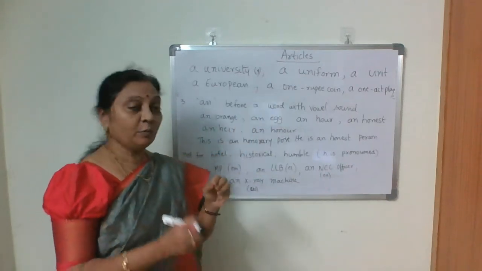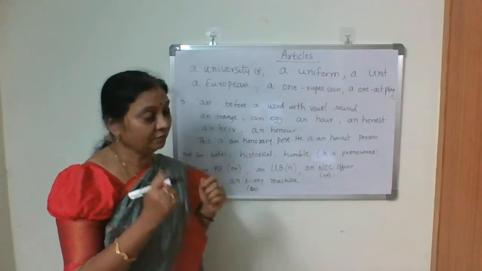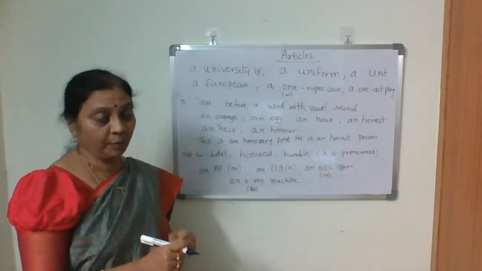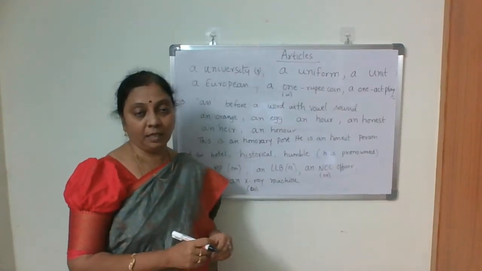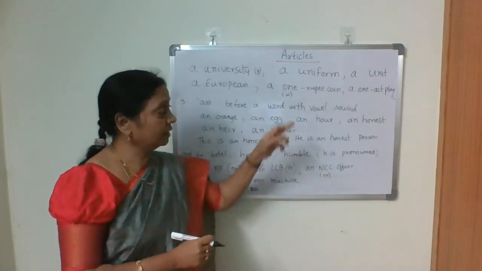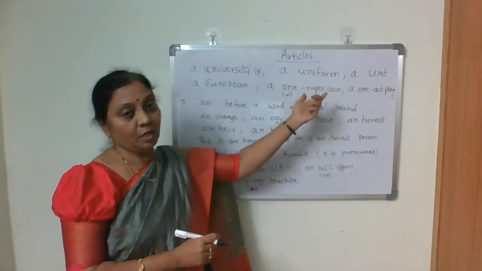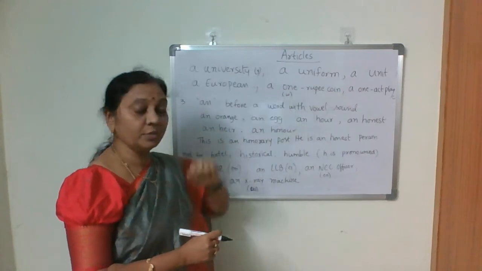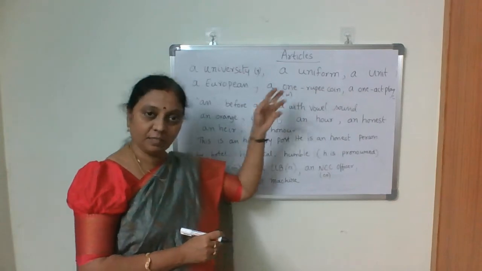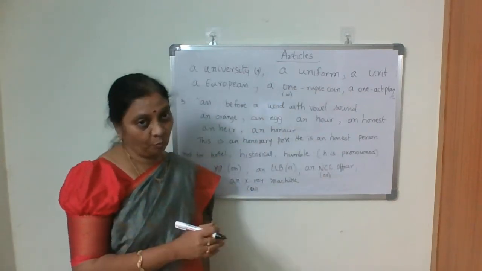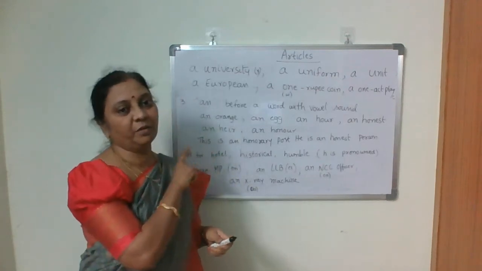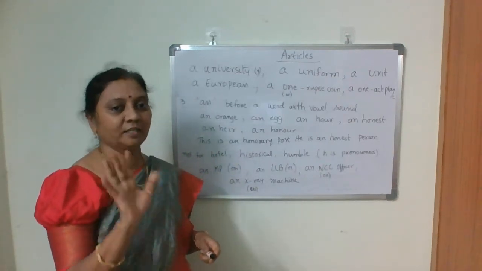Similarly, one rupee coin. Whenever you say "one", it is coming like W pronunciation. A one rupee coin, a one act play, a one-eyed man. One means it's coming like W pronunciation. So before this also you have to use "a". So European, university, even though they start with vowels, you have to go by the consonant sound, and you have to use only "a". That is the thing you have to remember.